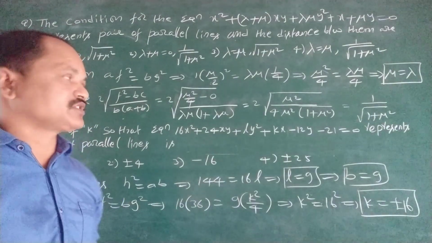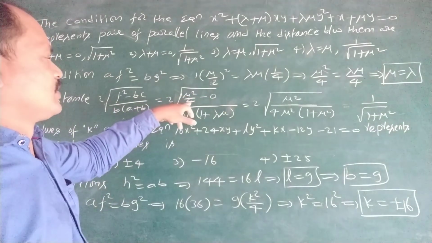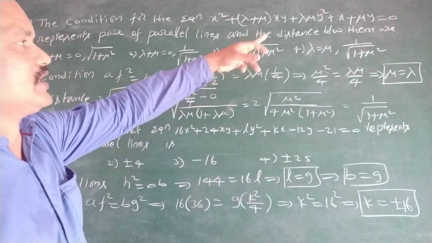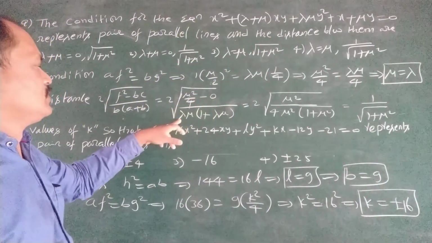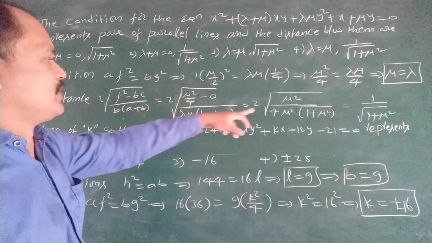So one of the forms. Now I have to take 2 times root of f, which is m by 2, m square by 4. So c is 0, there is no constant, that's why it is 0. Lambda mu into 1 plus mu. Now here it is mu square by 4.